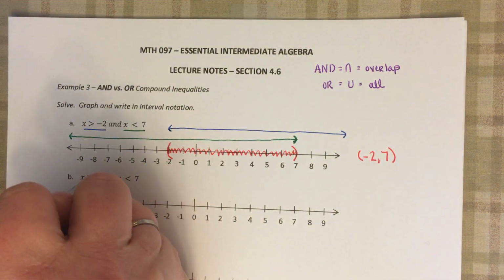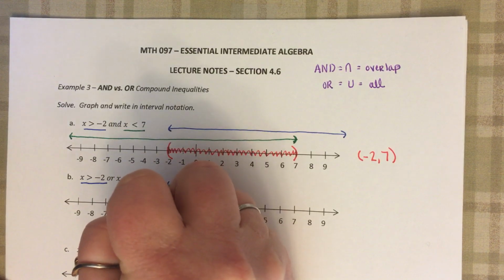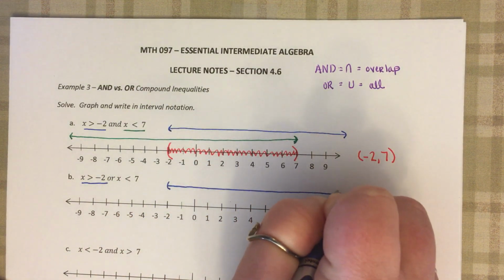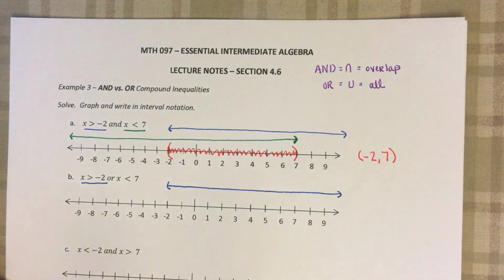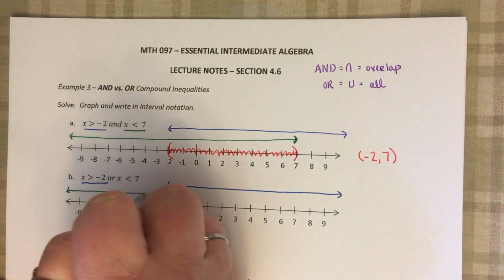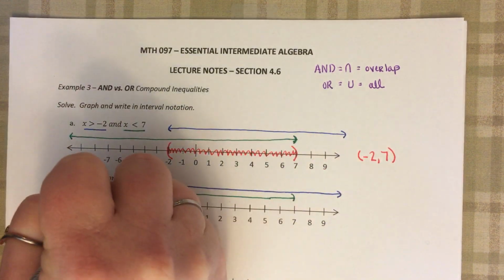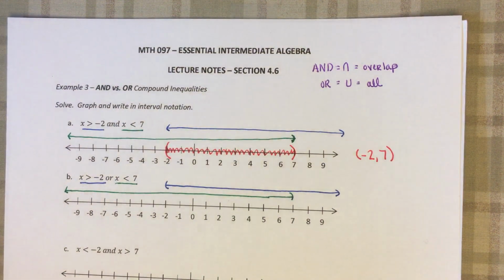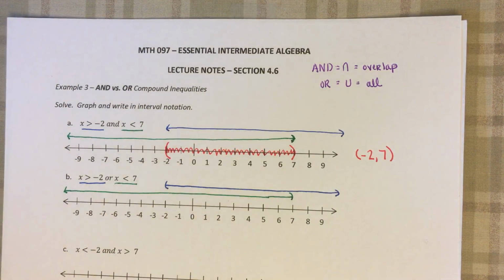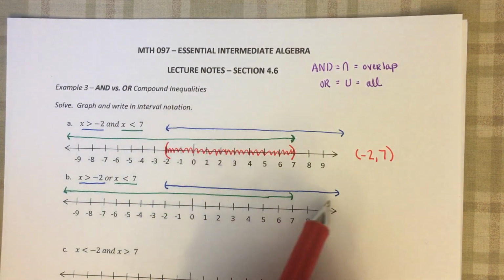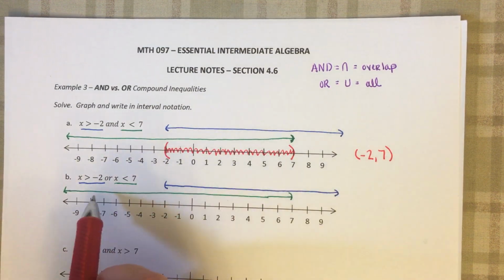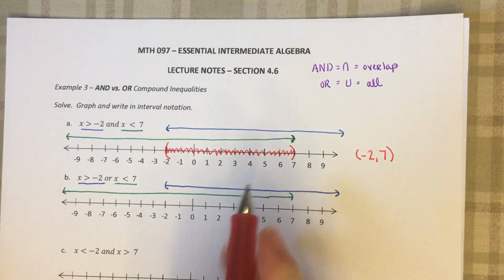Now in B, we have the exact same inequalities to start. So we're starting with x is greater than -2. And our other statement is that x is less than 7. But now we have the word or in here. So our or means we want anything and everything. We want all of the parts that have some sort of marking above them. So if we look at this, our entire number line is actually covered by either one or the other or both of these arrows.